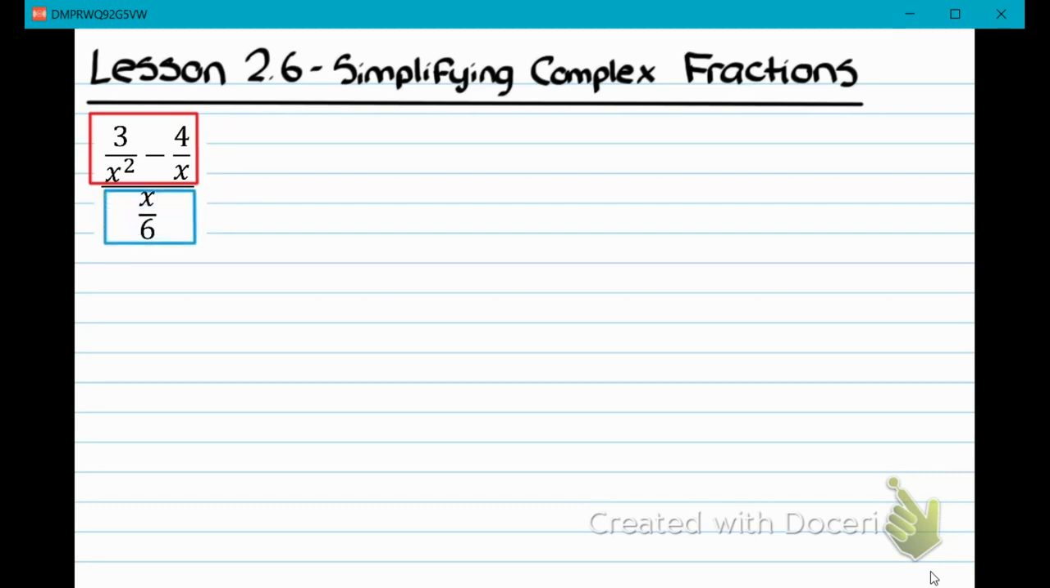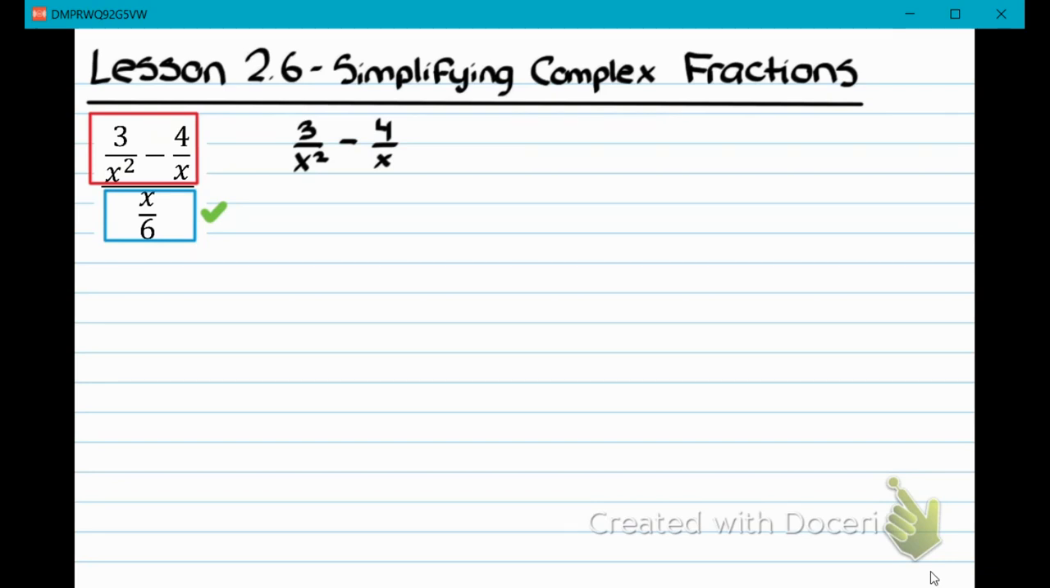So our goal is to get the numerator into one fraction and the denominator into one fraction, but the denominator is actually already one fraction. So that one's done. So we just want to simplify the numerator. So we have 3 over x to the second and 4 over x. The only way to get the denominators to be the same is to do what operation?